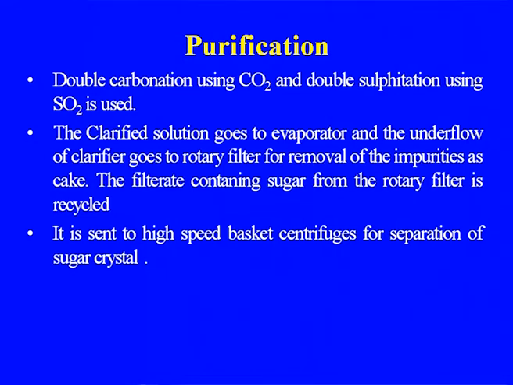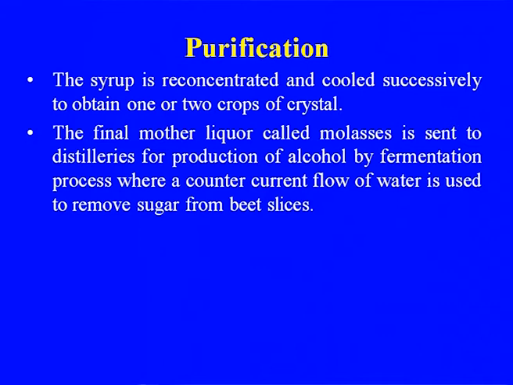Then it is sent to the high speed basket centrifuge for the separation of the sugar crystal. The syrup is concentrated and cooled successively to obtain 1 or 2 crops of the crystal. The final mother liquor called the molasses is sent to the distillery for the production of alcohol by fermentation. In the beet process, a countercurrent flow of water is used to remove the sugar from the beet slices, if you are using beet.